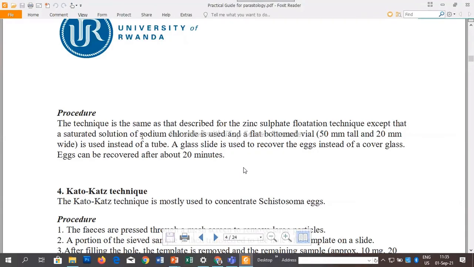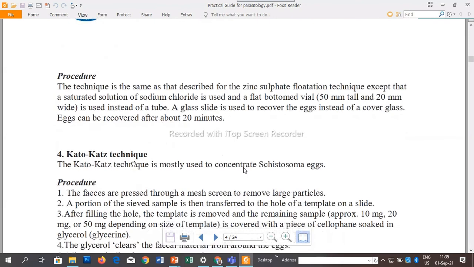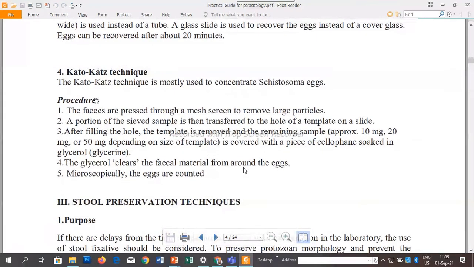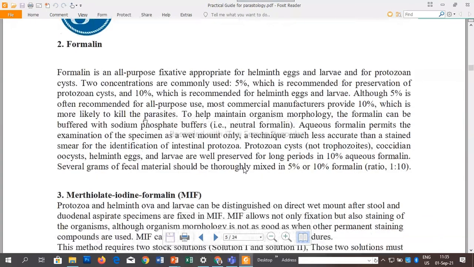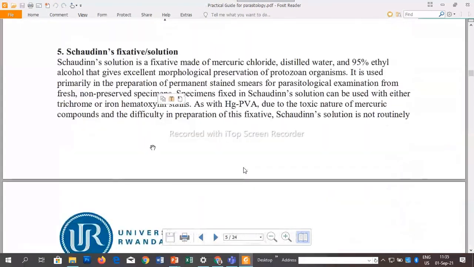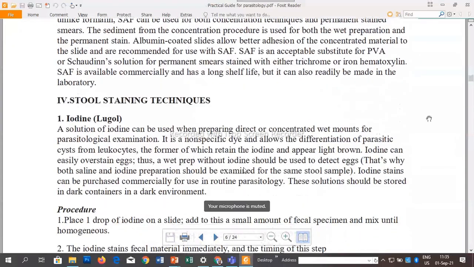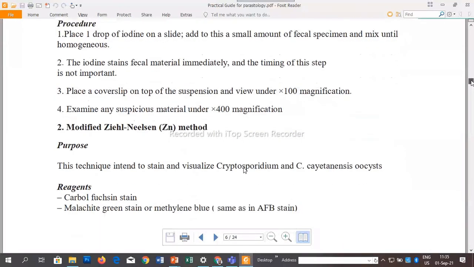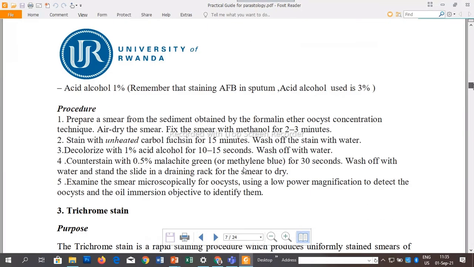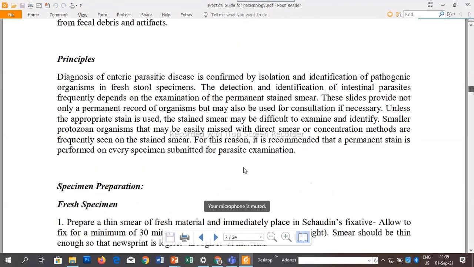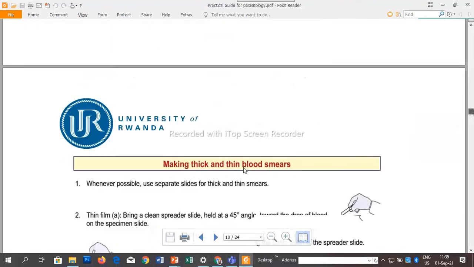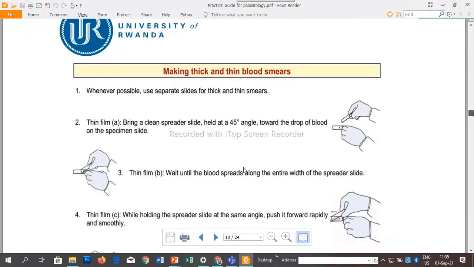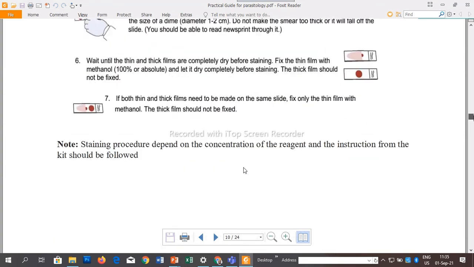Then we collect those eggs and look on the microscope. This is the Kato-Katz technique that is used for schistosomes. Ziehl-Neelsen for Cryptosporidium. The method for taking a blood smear for malaria diagnosis.